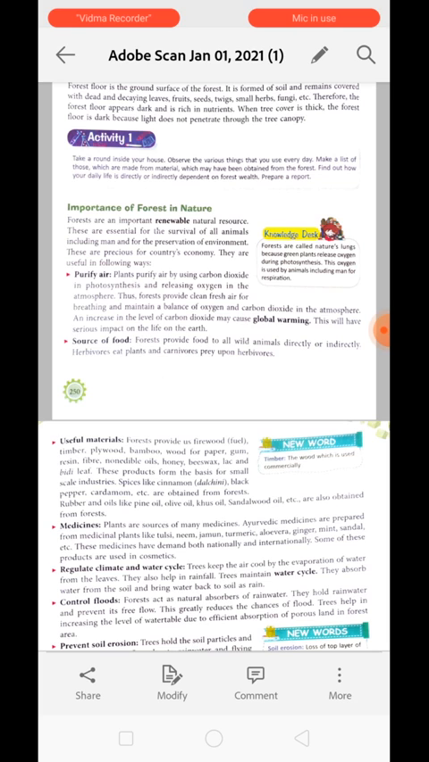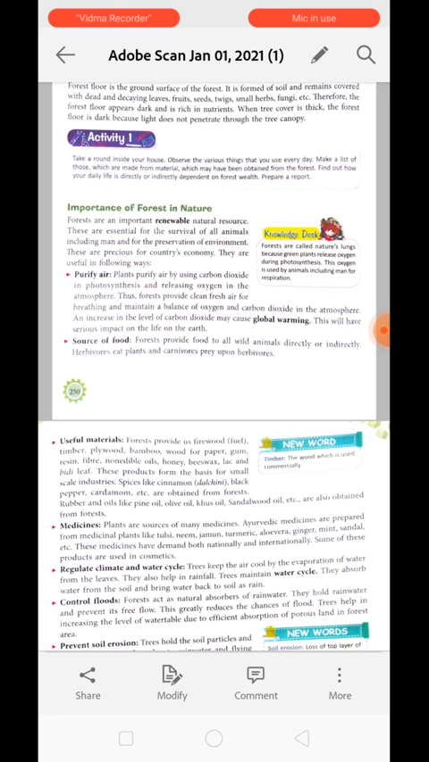These are precious for the country's economy as well. They are useful in the following manner. The first one is purifying air. Plants purify air by using carbon dioxide in the process of photosynthesis. In this process, they use carbon dioxide in the presence of light to prepare food, and in turn release oxygen, which is good for us.